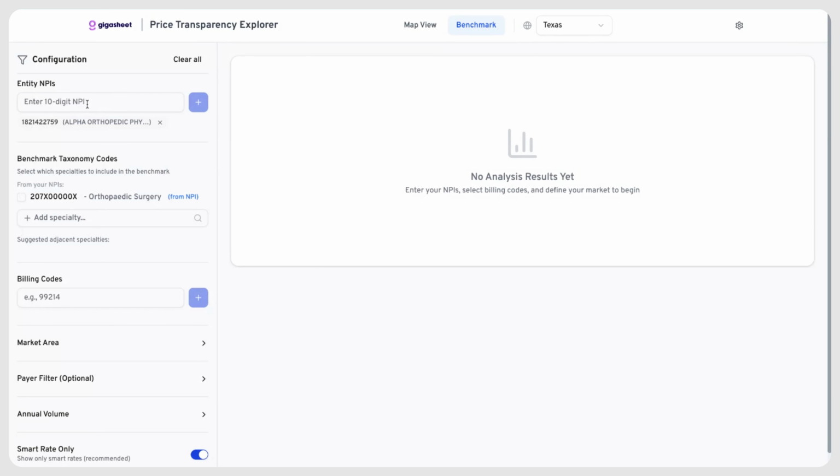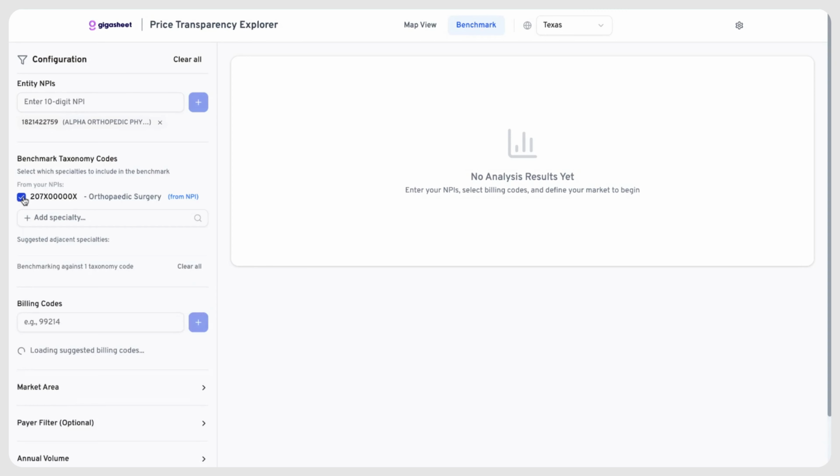So here I've entered a single NPI. I could enter multiple NPIs, since some organizations have more than one. In this case, I'm just going to select orthopedist. So this is who I want to benchmark Alpha Orthopedics against. And you could choose other specialties as well. Back earlier when we were talking about general practice, maybe I want to include things like pediatrics or family medicine in addition to that, or multi-specialty, for example. I might want to include other groups. In this case, I'll keep it simple and just choose orthopedics.